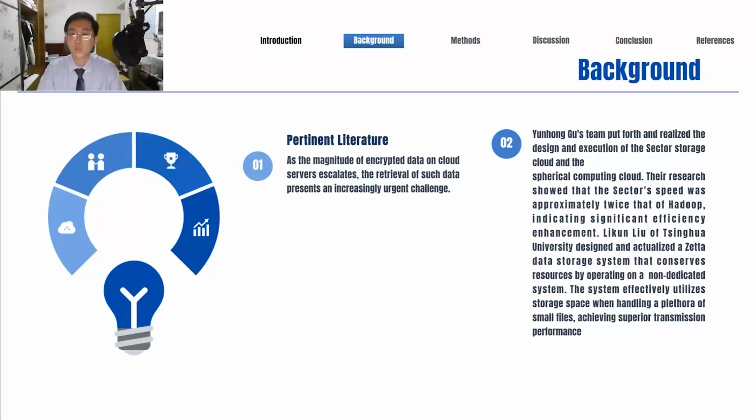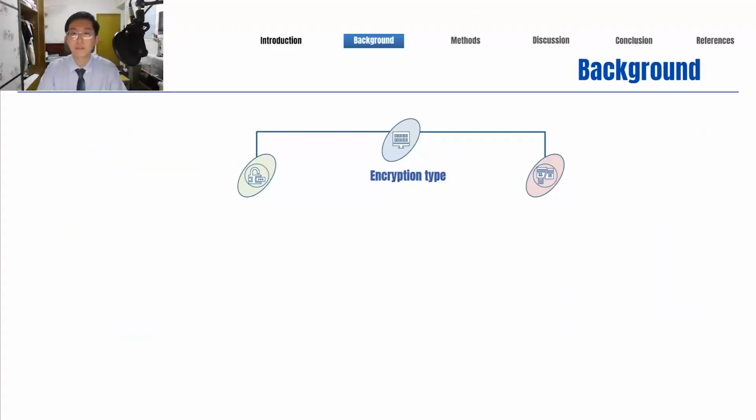conserves resources by operating on a non-dedicated system. The system effectively utilizes storage space when handling a plethora of small files, achieving superior transmission performance.